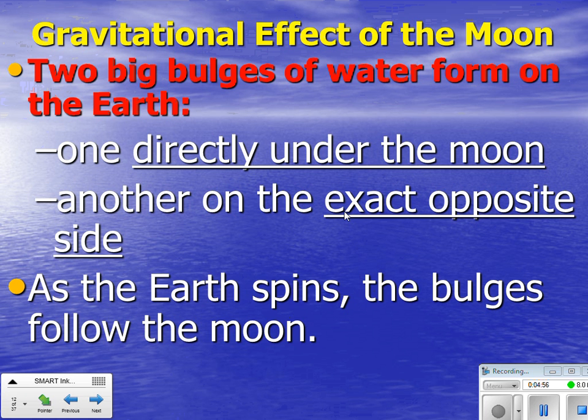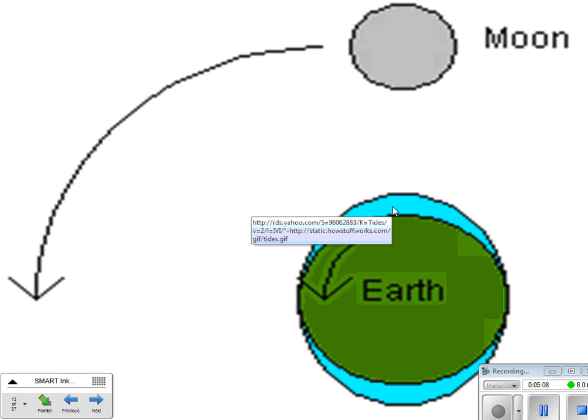The gravitational effect of the moon: two big bulges of water form on the Earth, one directly under the moon and another on the exact opposite side. As the Earth spins, the bulge is going to follow the moon around. Essentially just like this. You have that bulge of water, and then there's the moon, and as the moon goes around, that bulge of water is going to travel around.